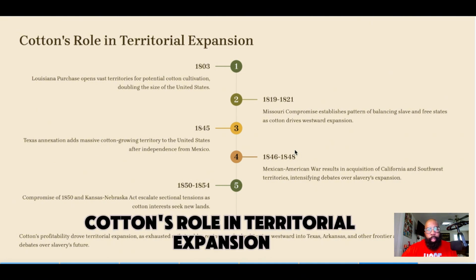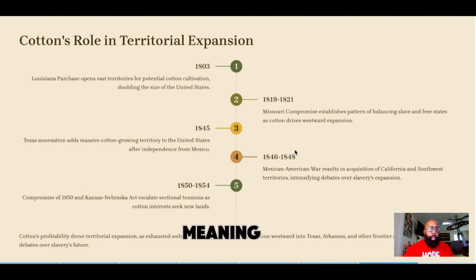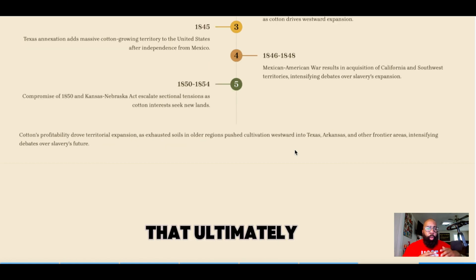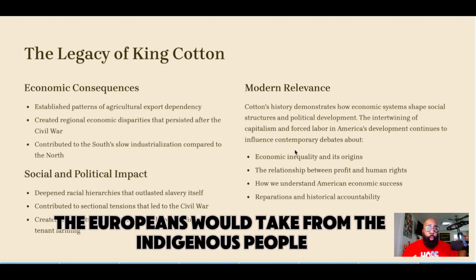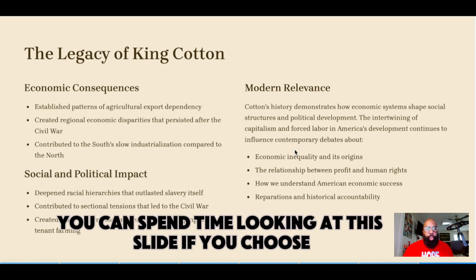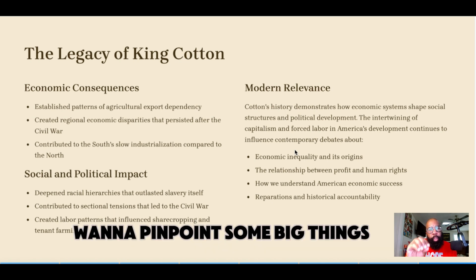Cotton's role in territorial expansion, meaning cotton's role in the expansion of how much land the Europeans would ultimately take from the indigenous people. And I'm just going to give you a couple of dates and a couple of brief overviews. You can spend time looking at this slide if you choose, but I just want to pinpoint some big things.